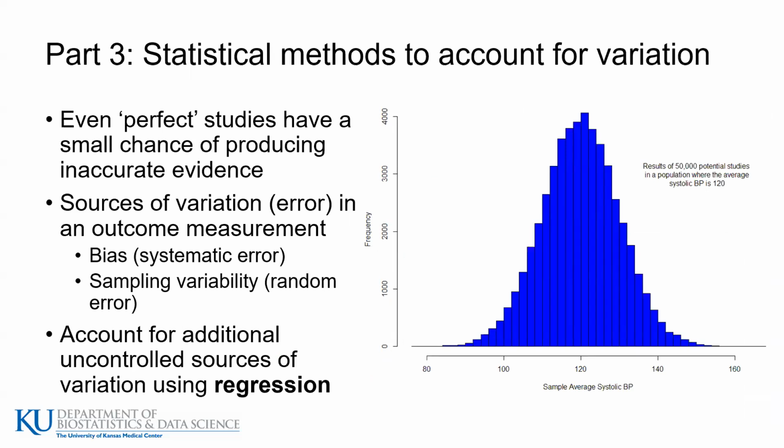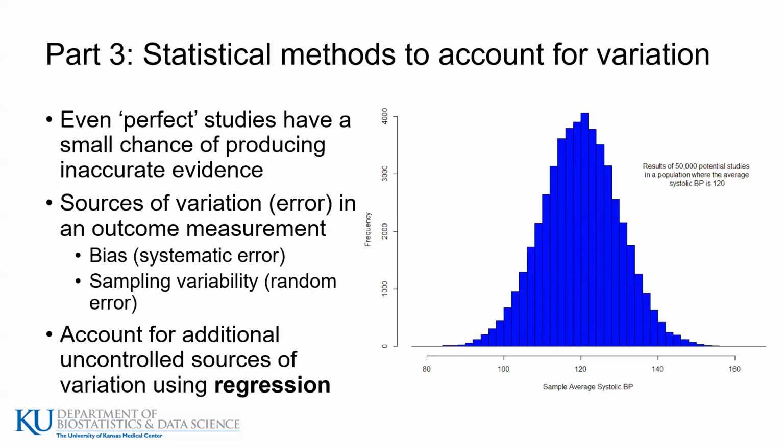Next week, we're going to look at some statistical methods to account for variation. So even in perfect studies, there's a small chance of producing inaccurate evidence. So there's always going to be some source of error, either systematic error or bias, or random error or sampling variability.